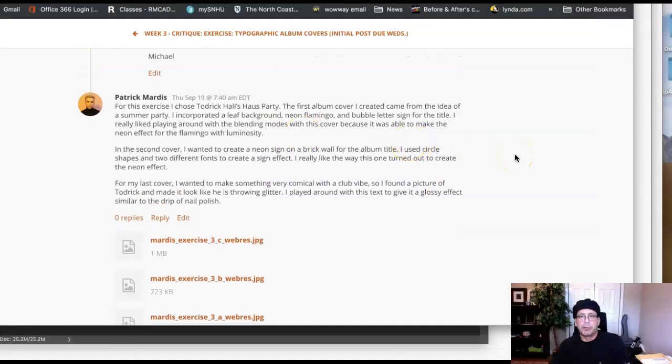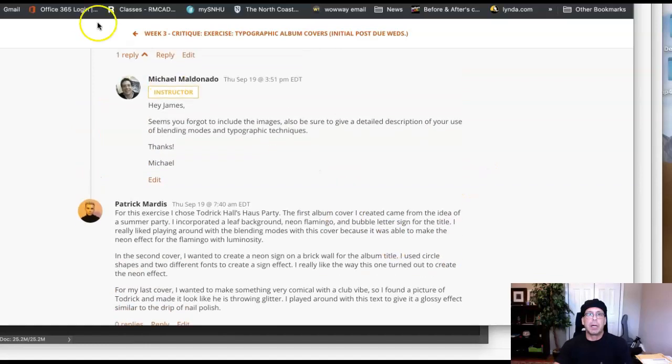Okay, so I'm reading through your writing and I'm seeing some reference to blending modes, but I think that we can really push our use of blending modes here. The whole intent here is to work with typographic techniques and blending modes. So I would like you to really talk about your typographic techniques as well as your use of blending modes in all of these. And I think on a couple of these, we can push the use of blending modes. So let's go ahead and take a look.